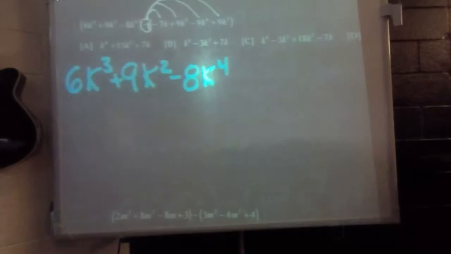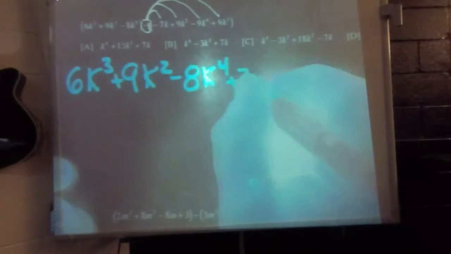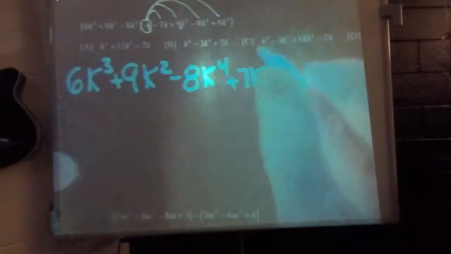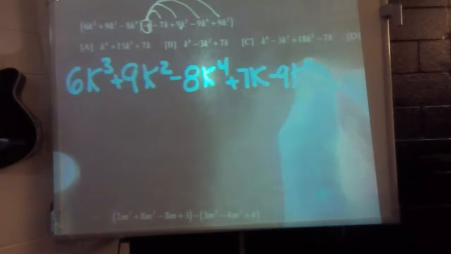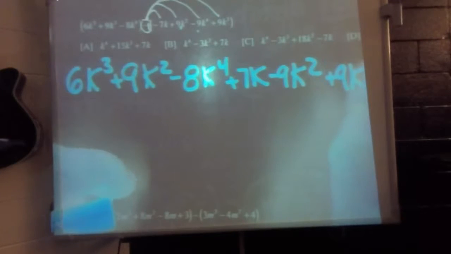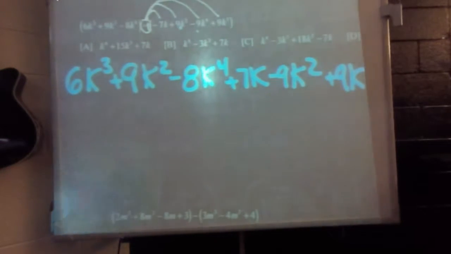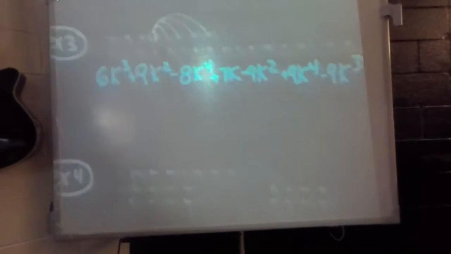So the very first thing is minus 7, plus 7k. Minus 9k to the second. Plus 9k to the fourth. And then the last one is minus 9k to the third. And then I've got to zoom out a little more to fit all that in.